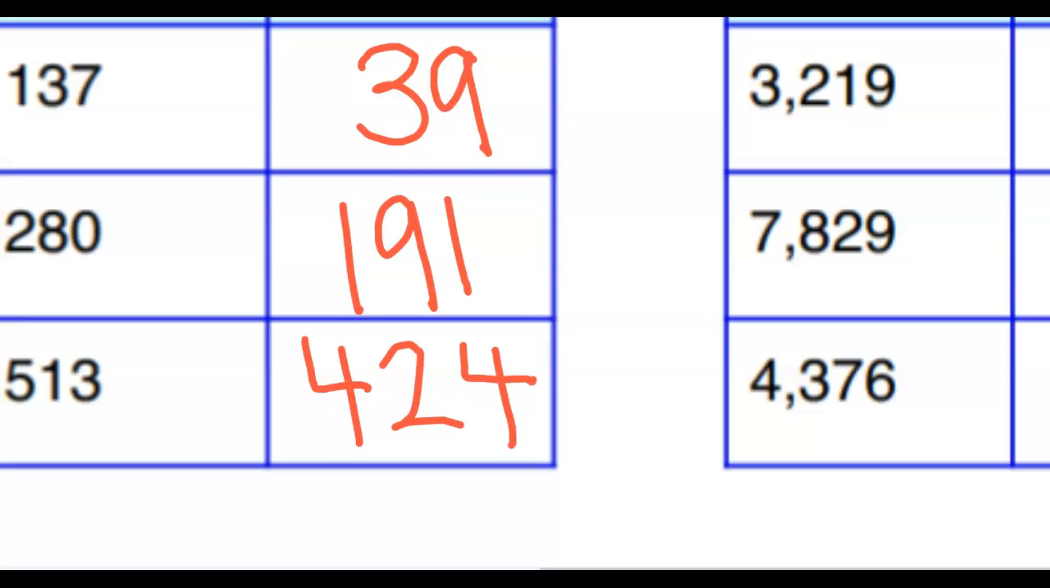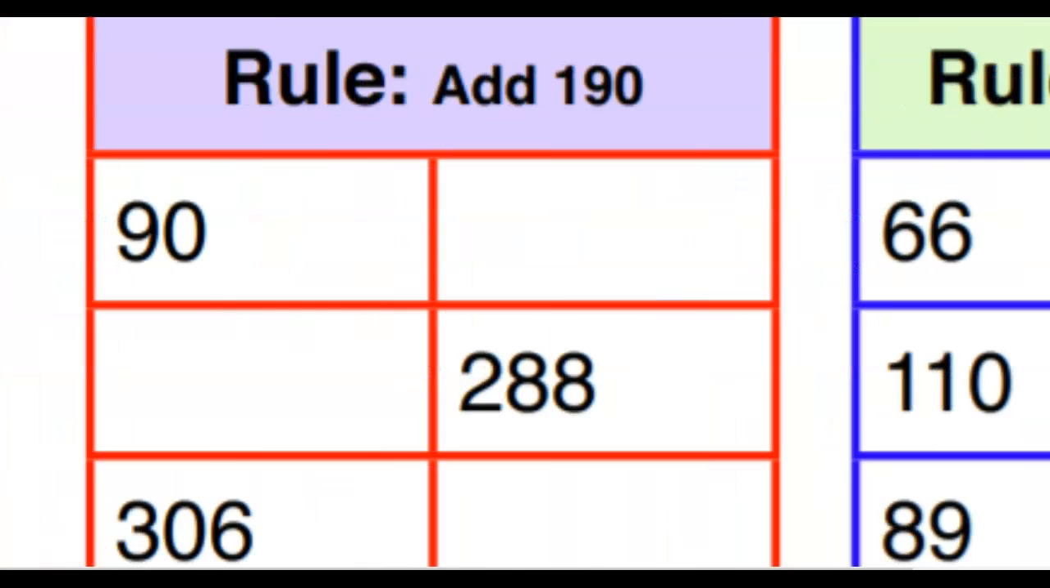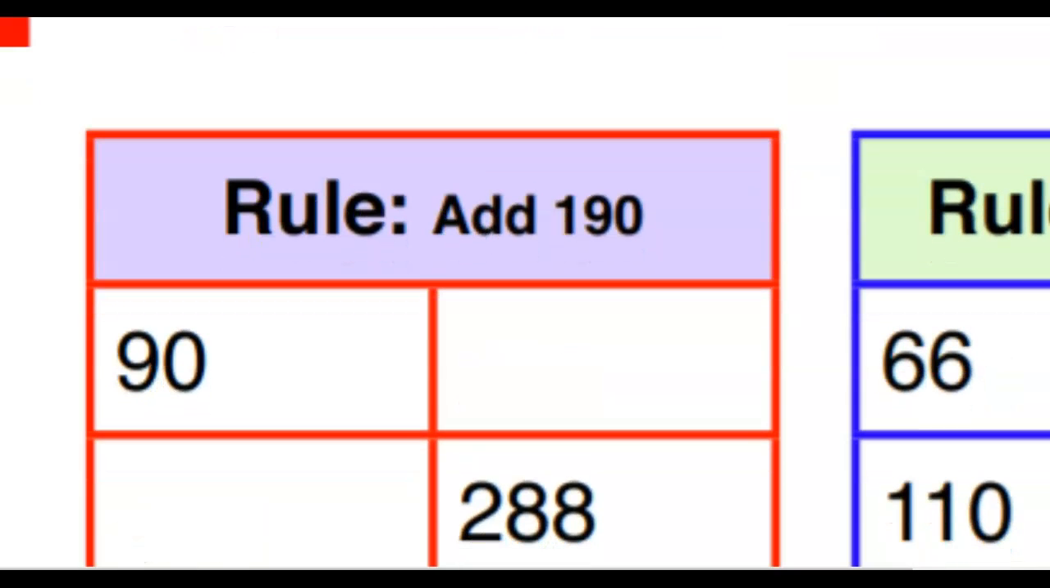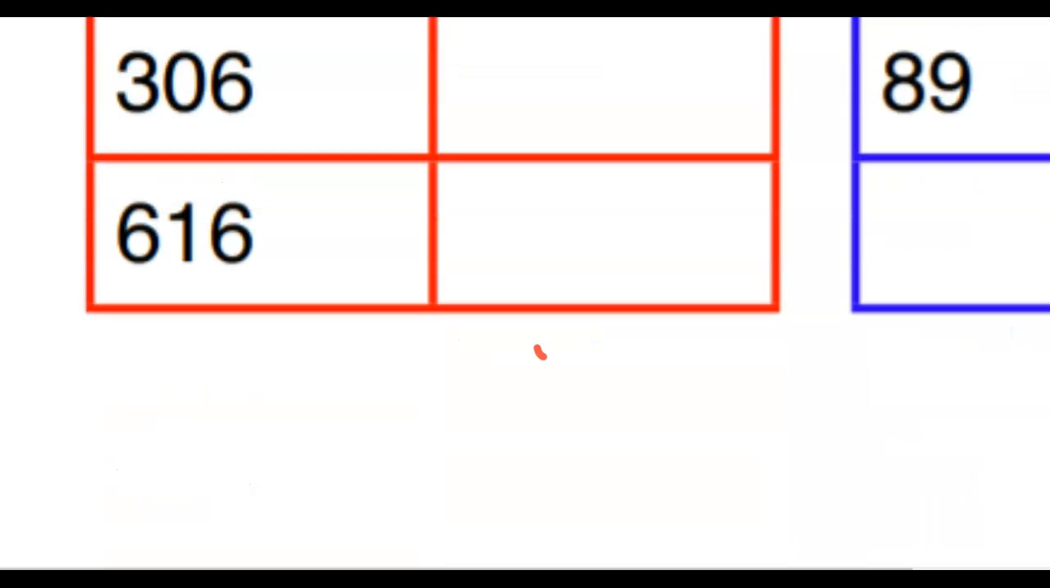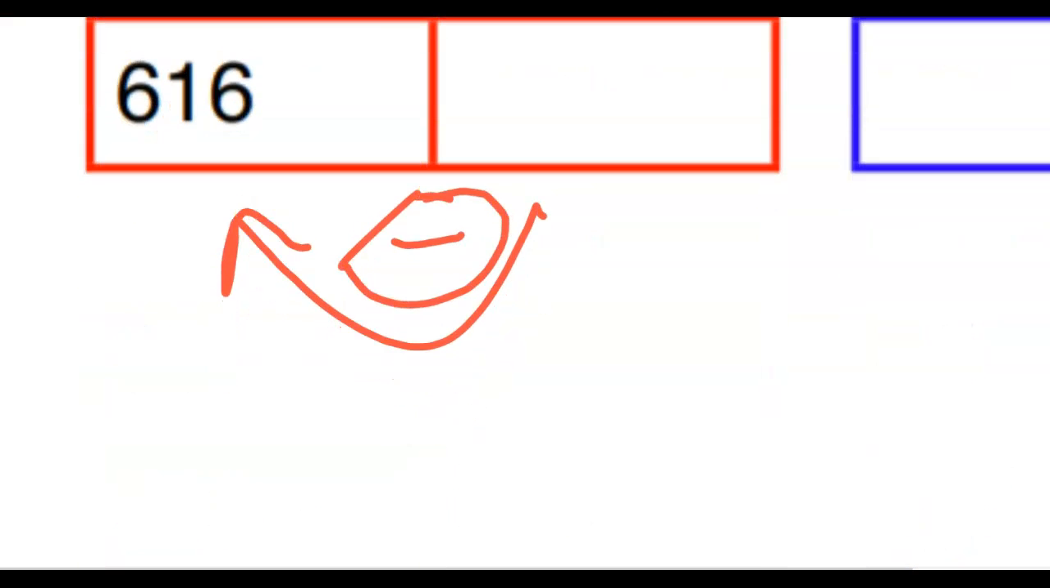I am not going to give you the answers for the following one. You will have to answer those on your own, and I will be checking them. Now this is where it gets kind of tricky because the sign changes. Right now we are adding from in to out. But if we are going the opposite direction, from out to in, that means we need to subtract. And our rule says subtract 190.